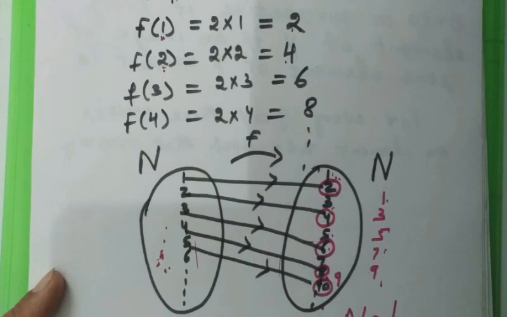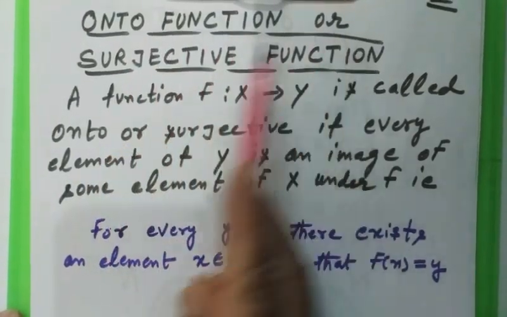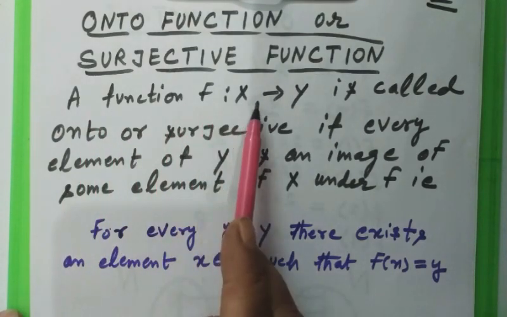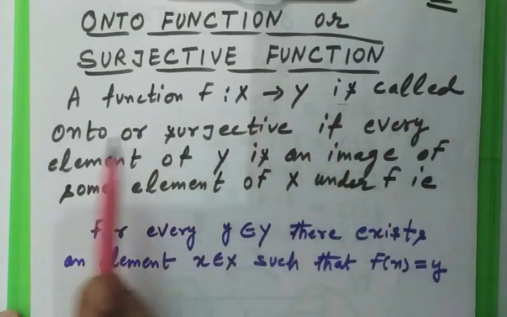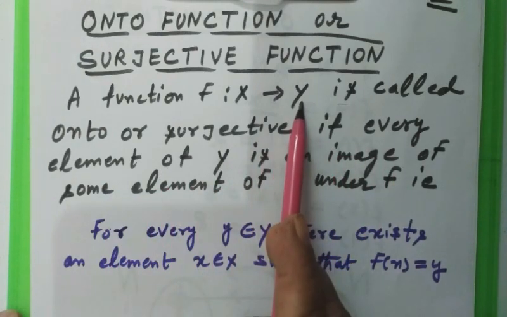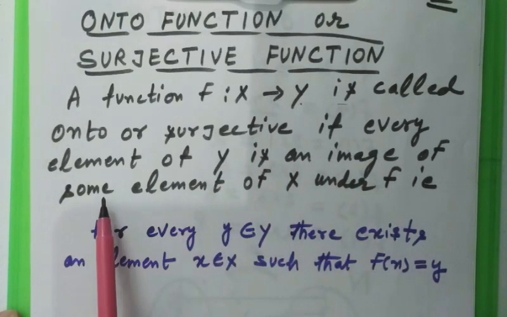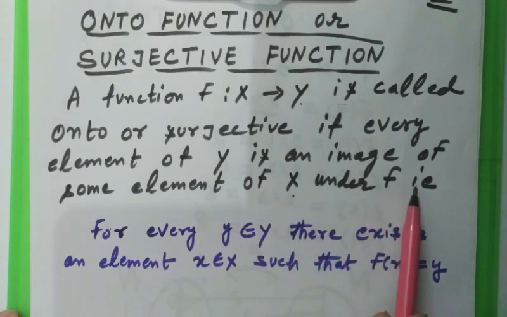Now, let us write the formal definition of an onto function. Onto functions are also called surjective functions. The definition is that a function f from X to Y, where X is the domain set and Y is the codomain set, is called onto or surjective if every element of Y, meaning the codomain set, is an image of some element of X, meaning the domain set, under f.